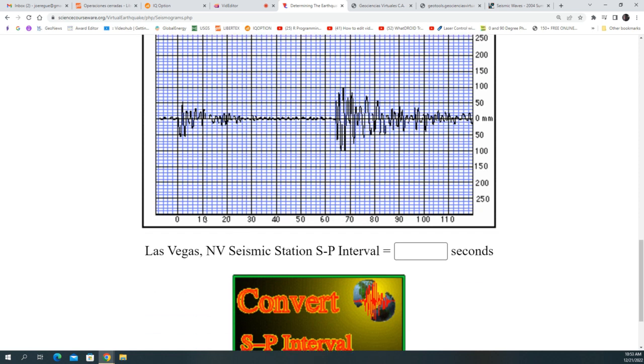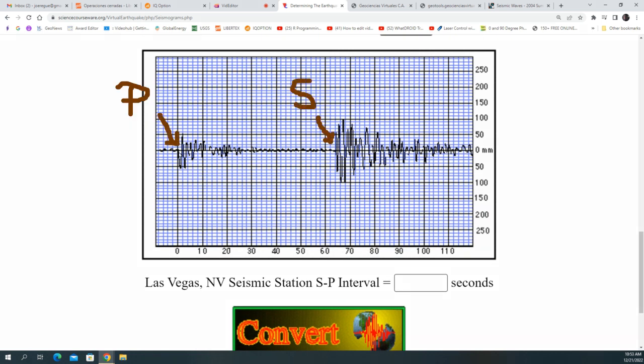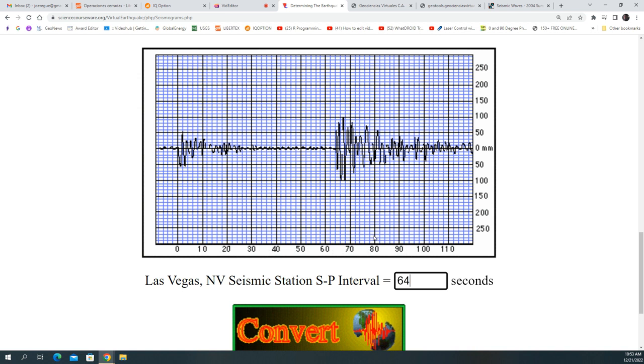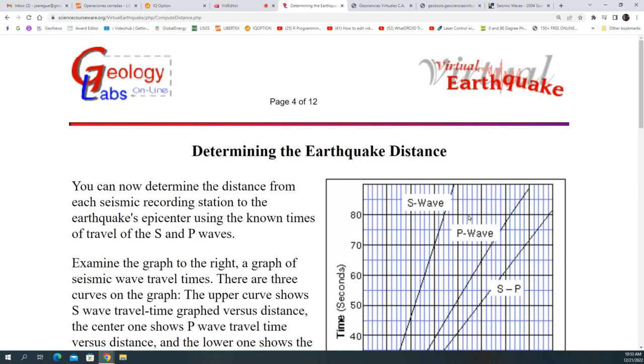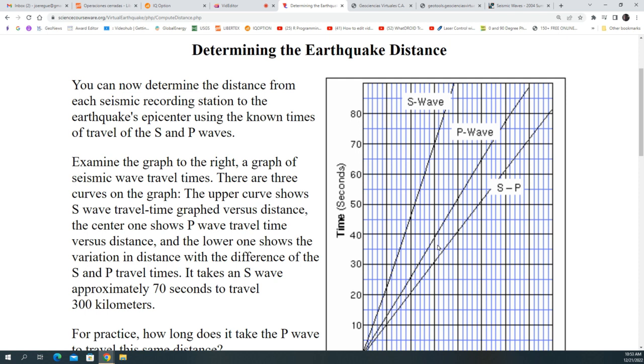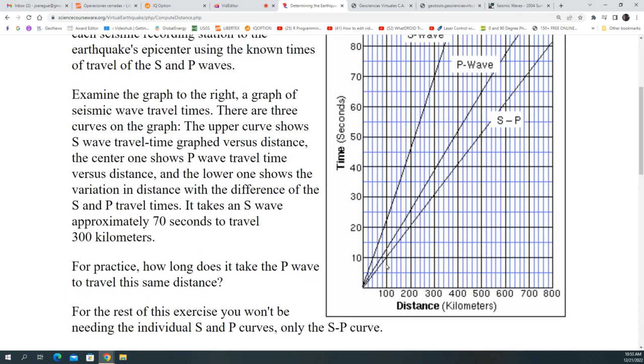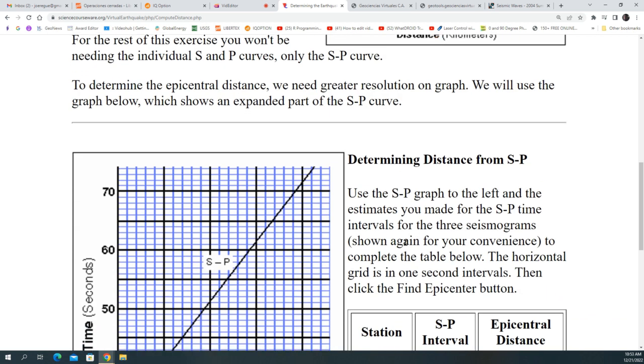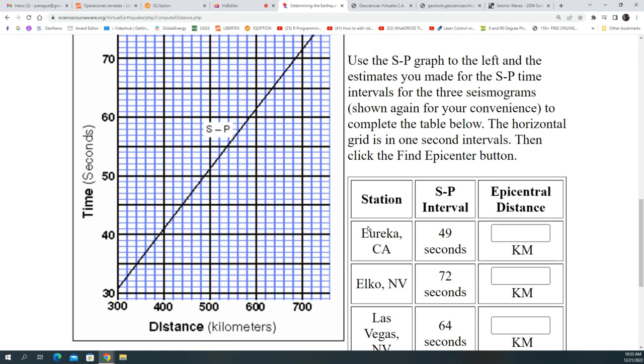Okay, and then we have Las Vegas station, and we have the P arrival here, and the S arrival is somewhere on here, which is at about 64. 64 is as close as we can get with this scale, I suppose. Okay, so now we have to look at the difference between P wave and S wave. There are tables that relate that difference in time to a distance. So now we have to choose that distance.